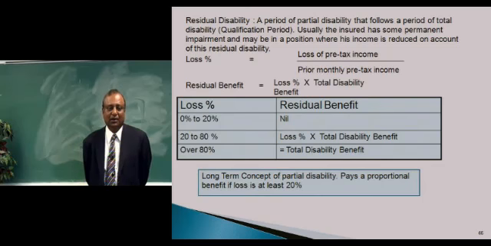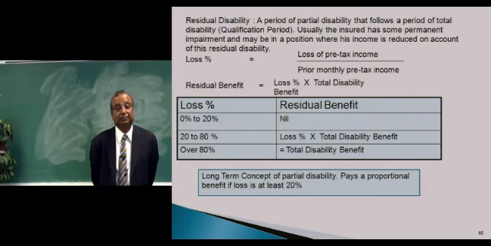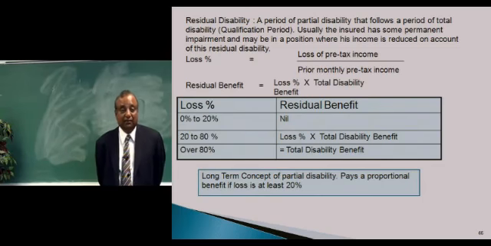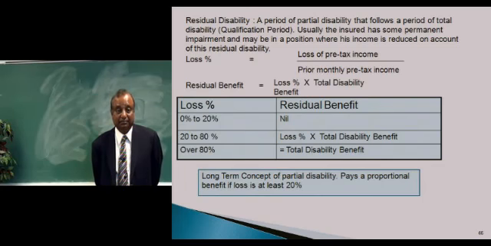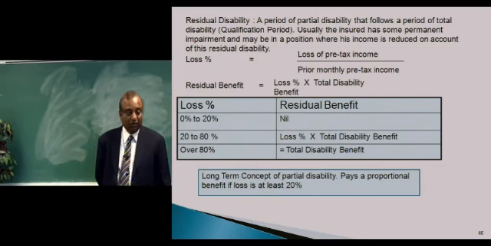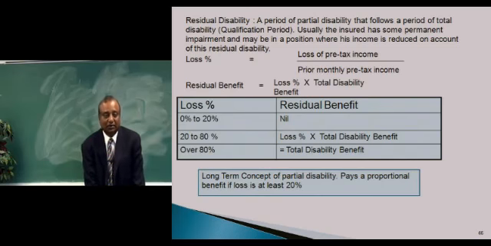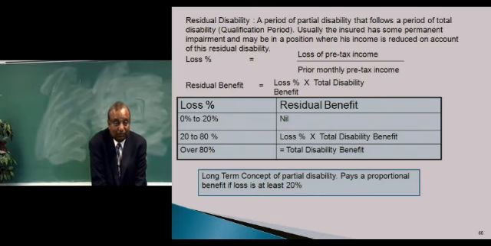And how do they calculate the loss percent? It is calculated as the pre-disability income minus post-disability income divided by the pre-disability income. If the loss is over 80%, they will consider him totally disabled. So long-term partial disability concept is called residual disability. It has to follow a period of total disability, and it's a proportional benefit, and the loss has to be at least 20%.